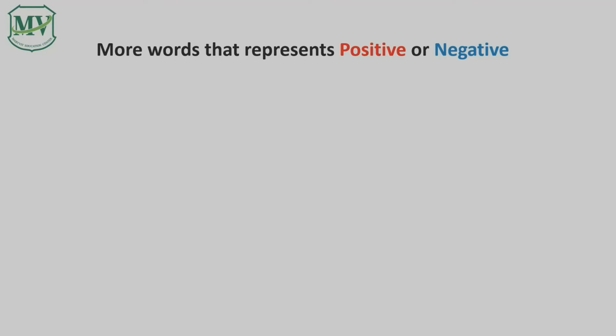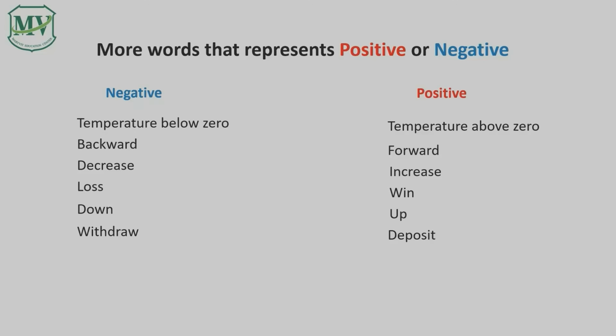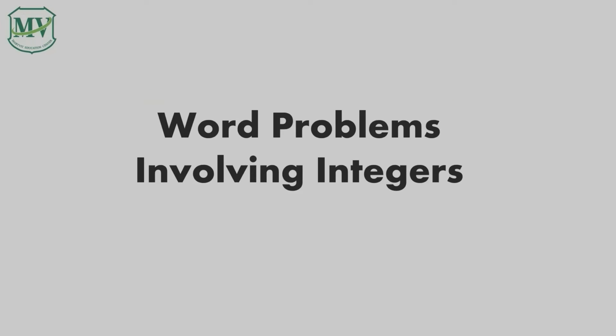More words that represent positive or negative. Negative on the left side and positive on the right side. Temperature below 0. Temperature above 0. Backward. Forward. Decrease. Increase. Loss. Win. Down. Up. Withdraw. Deposit. Dive. Rise.